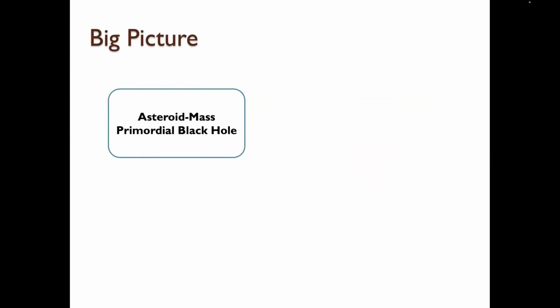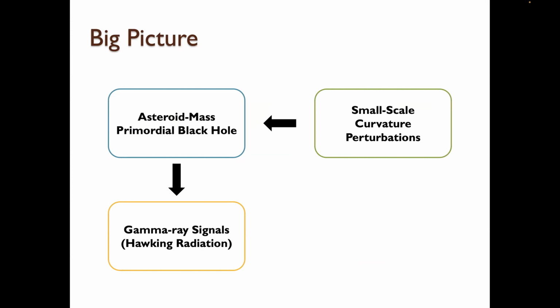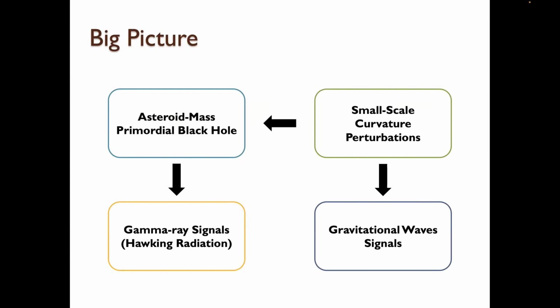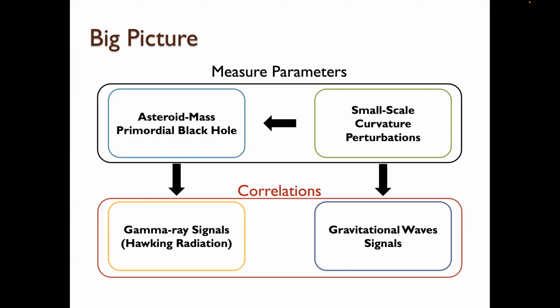Okay, within this, I can summarize the big picture of this work. We think about the asteroid-mass primordial black hole, and with the high Hawking temperature, it can give gamma ray signals, and we can detect these signals in upcoming gamma ray observations. And if this asteroid-mass primordial black hole originated from small-scale curvature perturbation, then this also generates gravitational wave signals. We can have correlation between these two observables, and we can use them to measure the parameters for small curvature perturbation or the primordial black hole mass spectrum.